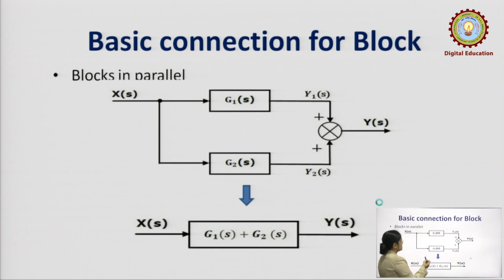Now, if the blocks G1 of s and G2 of s are connected in parallel, then G1 of s plus G2 of s is the response. The input is X of s, whereas the response is Y of s. So, in cascade it is G1 into G2, whereas in parallel it is G1 plus G2.